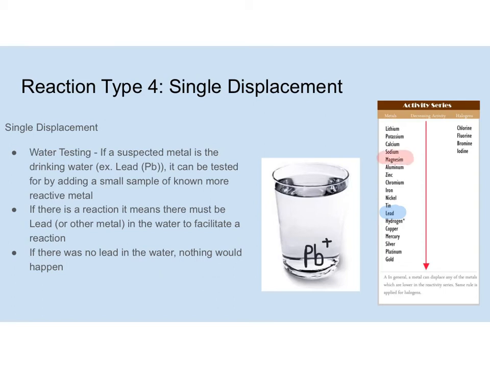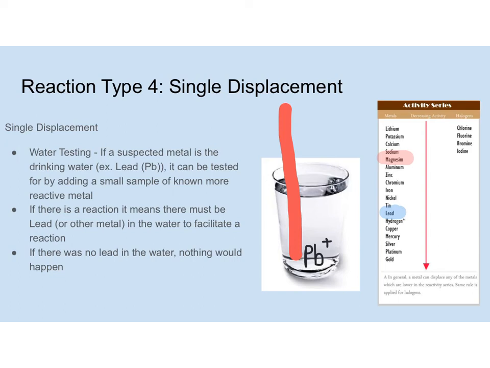So if there is lead in there, let's just say there is lead in there, and I decide I'm going to test to see if there's lead in there, and I'm going to put a piece of magnesium ribbon in there. Then what's going to happen is we're going to have a single displacement reaction. Let me just write this out with a little bit smaller piece.